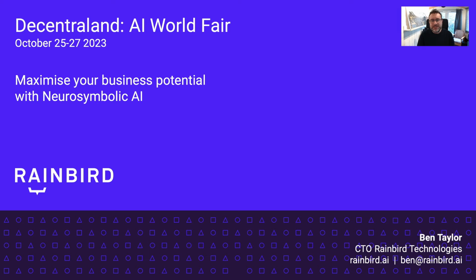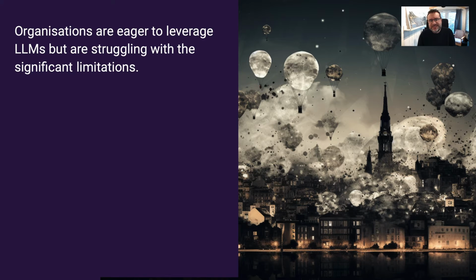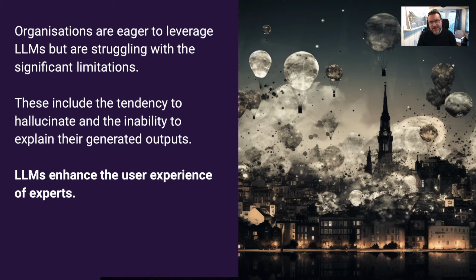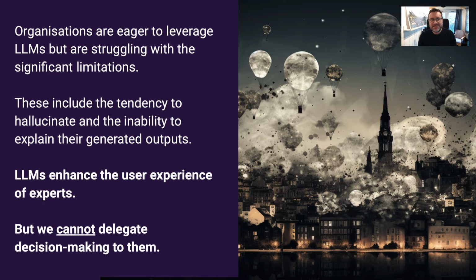I think we must recognize that every organization is starting to see the transformative potential of generative AI and large language models. But as they start to look to how they might apply them in their organizations, we're all starting to see the significant limitations. And these limitations include the tendency of these models to hallucinate, that is, make things up, and actually the inability of a large language model to explain itself. We can think of large language models as enhancing the user experience of experts, but we cannot, or at least we should not, be delegating decision making to them.